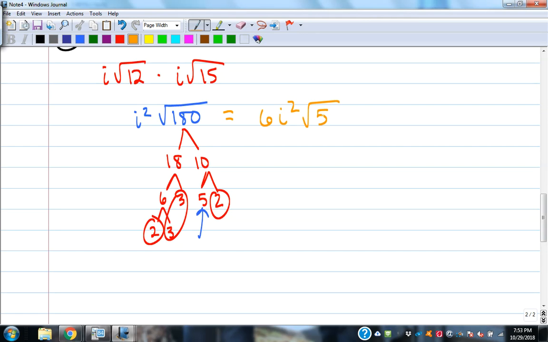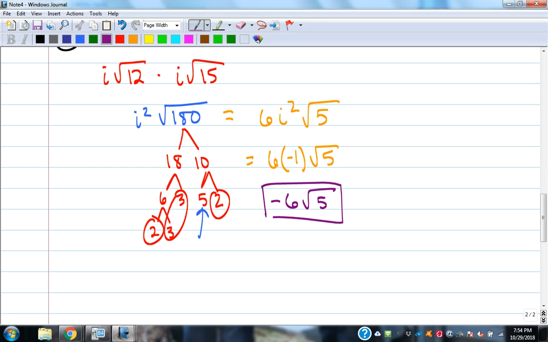Okay. What do we know i squared really is? -1. What's 6 times -1? -6, right? So that's -6 square root of 5. That's the final answer for that. Anytime you see i squared, it changes into a -1. Okay. Be important.